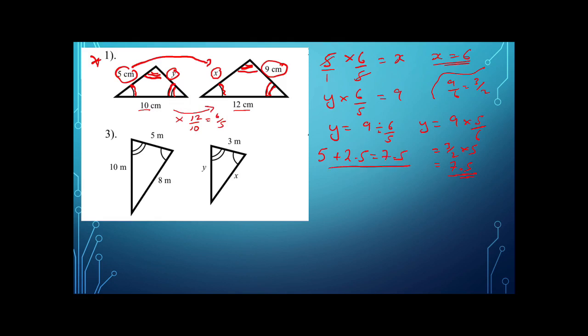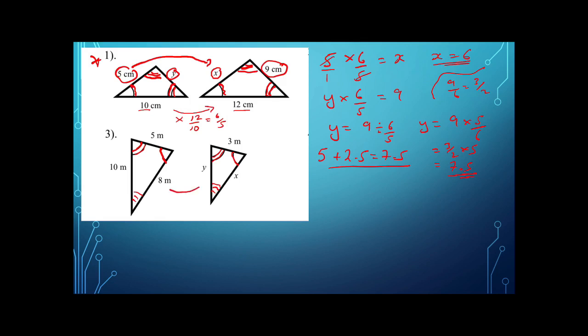Okay, question 3. Again, we notice that that angle is the same size as that. It corresponds to that. This angle corresponds to this. They are the same size. It's not shown, but this angle must also be the same size. So these triangles are said to be similar because they have the same shape, though they are different sizes.